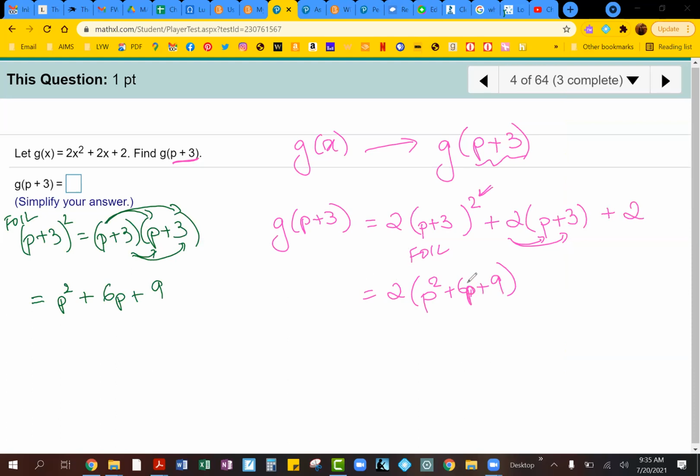And now, of course, we are ready to distribute the 2 inside the parentheses. And of course, we'll do the same thing here in the middle term. Go ahead and distribute that. So this will end up giving us 2 times p squared, 2 times 6p, of course, and then 2 times 9. And then once you come to the middle term, same thing, 2 times p, 2 times 3, which will give us a 6, and then that plus 2 at the end. And then, of course, all you are doing is combining your like terms.